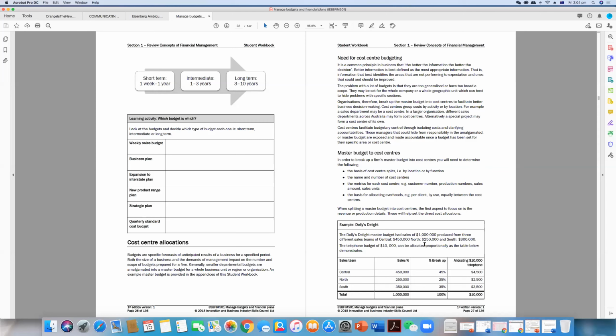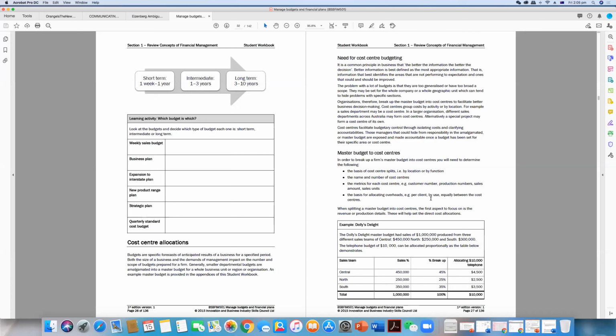The master budget has sales of 1 million here, produced from 3 different sales teams. North, South, each have a certain part of it, right? And the telephone budget of 10,000 can be allocated proportionally as the table demonstrates. Because they have more sales, we give them more telephone budget, if you are the manager. So it's the master budget, and then you divide it by cost centers, by different factors. One can be location, and it can be divided by the name and number of the cost centers, and all the metrics for each cost center, like customer number, production number, sales amount, sales unit. All of it can be determined by the basis for allocating overheads.